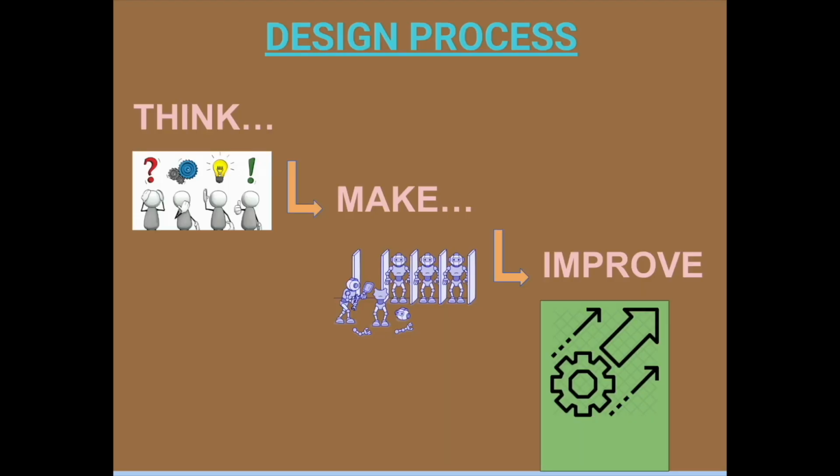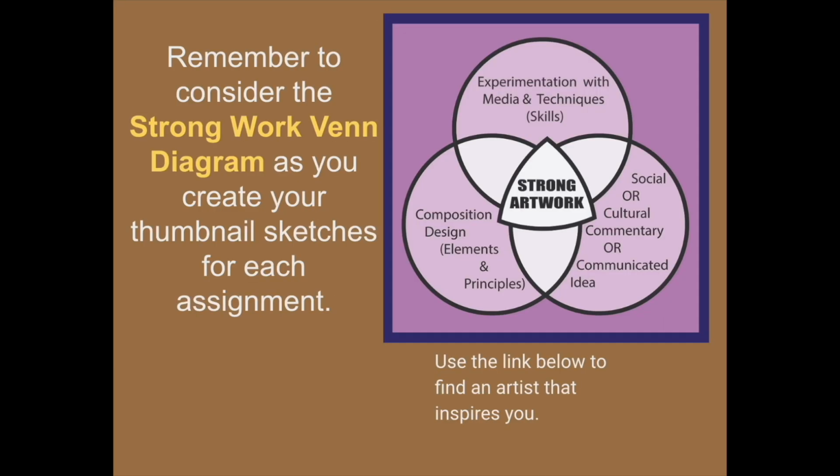We will also be using the design process in which we think, make, and improve our work. You should also be thinking about the strong work Venn diagram, where you'll be using things like the rule of thirds and elements and principles, as well as experimenting with media and techniques as you come up with some creative, communicated idea or unusual viewpoint in your work.